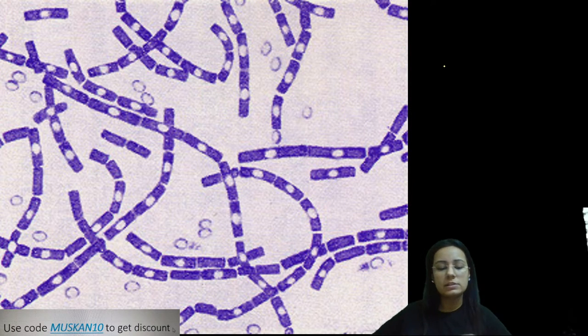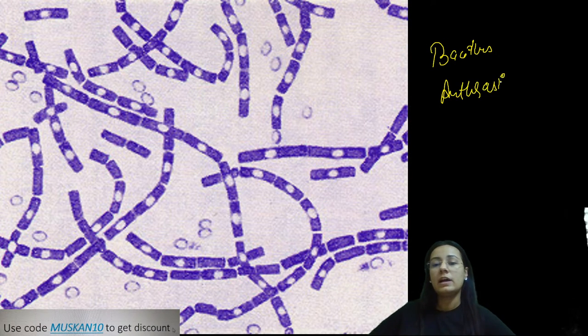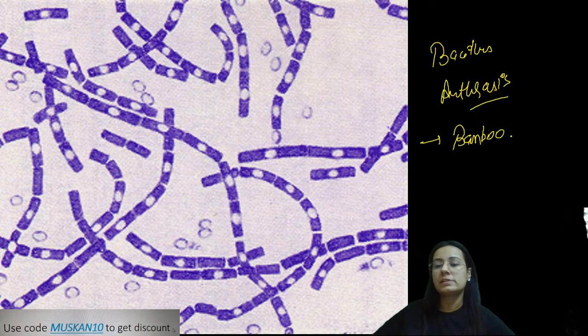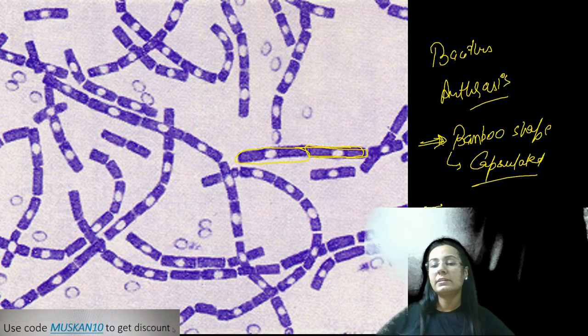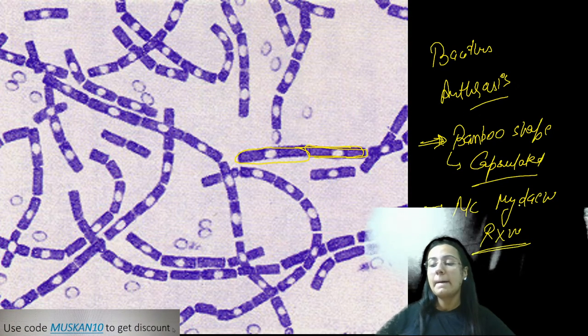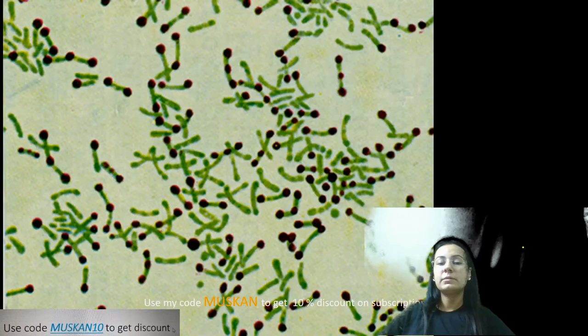Now, next is what? This is the Bacillus anthracis. And how do we remember the Bacillus anthracis? That is having the bamboo shape appearance. You can clearly see the bamboo shape appearance with the central spores. Okay, now one thing to remember is that they are capsulated. And what was the reaction that we use to see the capsule of the Bacillus anthracis? The MacFadyean reaction. When we use it, the capsule will appear as a purple colored surrounding of the bacillus. So we'll also see that slide as well. So we use the MacFadyean reaction using the methylene blue stain.